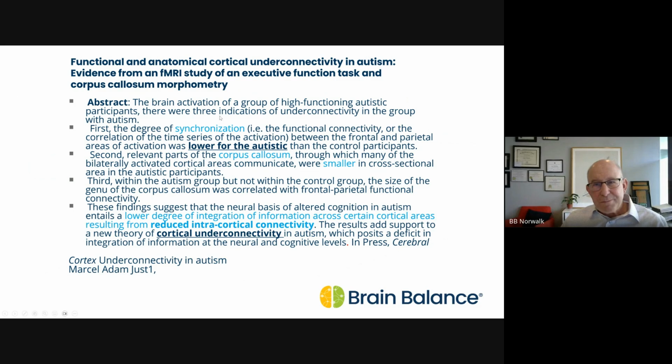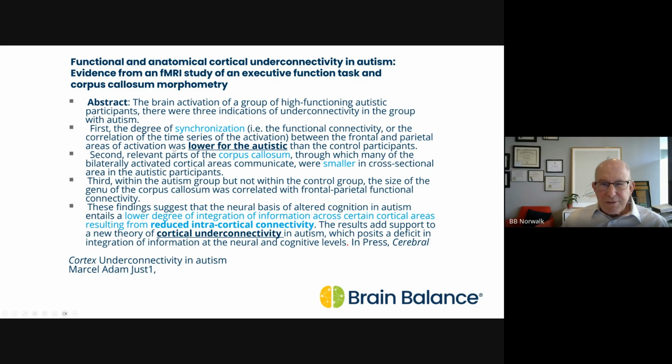This study took a brain activation of a group of high-functioning autistic participants. There were 3 indications of underconnectivity: lack of synchronization. Again, all these studies go back to synchronization, coherence, underconnectivity. So again, the goal of anyone who wants to work and improve function in the brains of children with autism or any neurodevelopmental disorder is to improve synchronization, to improve connectivity.